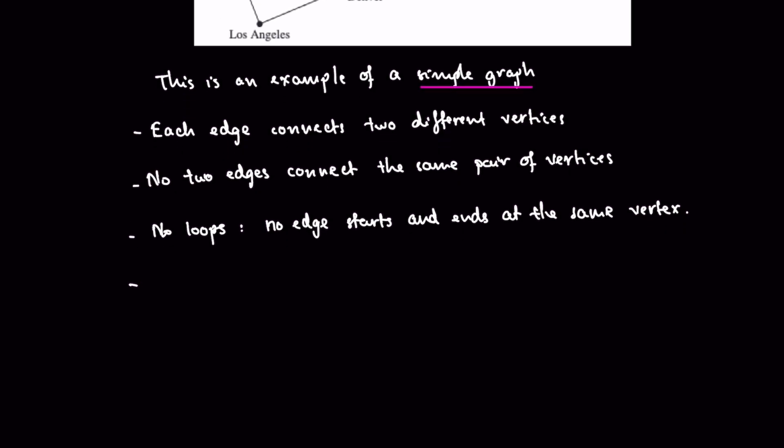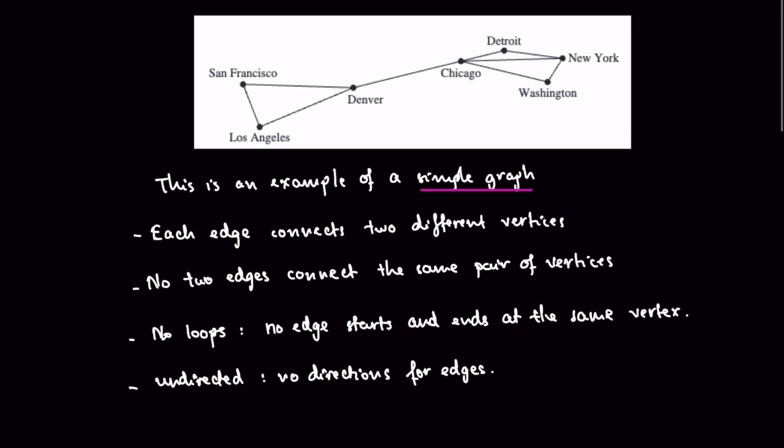Now the last condition is that the graph should be undirected. That means there are no directions for edges. So these four conditions allow you to identify whether the graph you're working with is a simple graph or not.